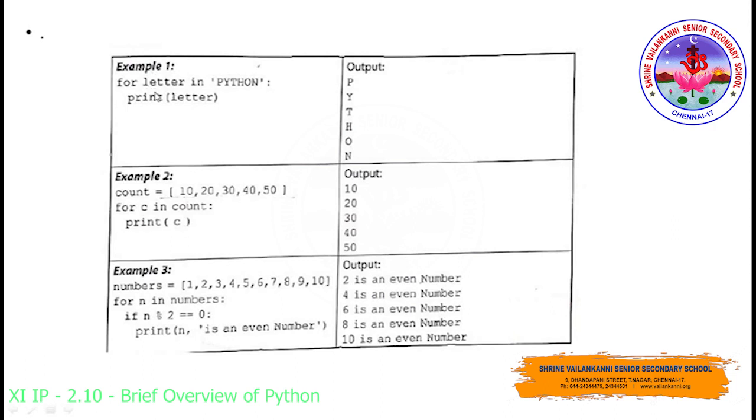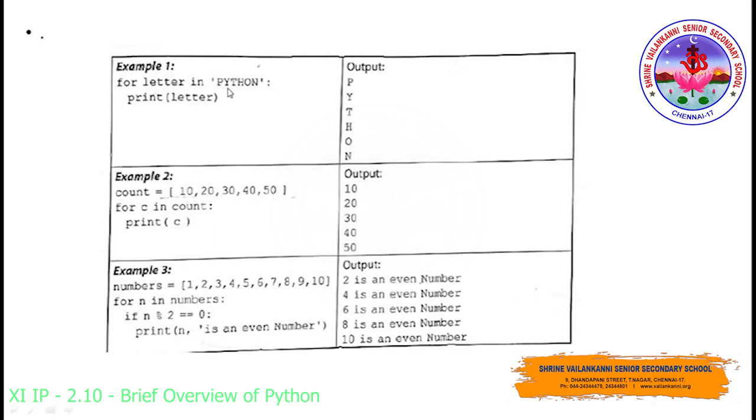Letter is the control variable which we have declared here. Now we are going to assign each and every value of the string to this variable called letter, and the statement following the for loop is print of letter. For letter in Python, first the letter P will be assigned to the variable letter, and it gets printed because of the print statement. It works in a sequence, so one after the other the values get printed. That is why the values are displayed in the output like this.